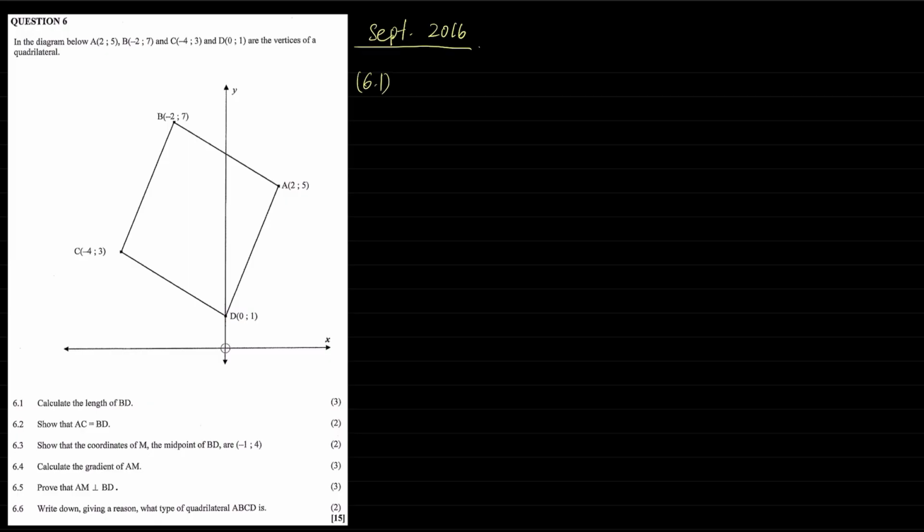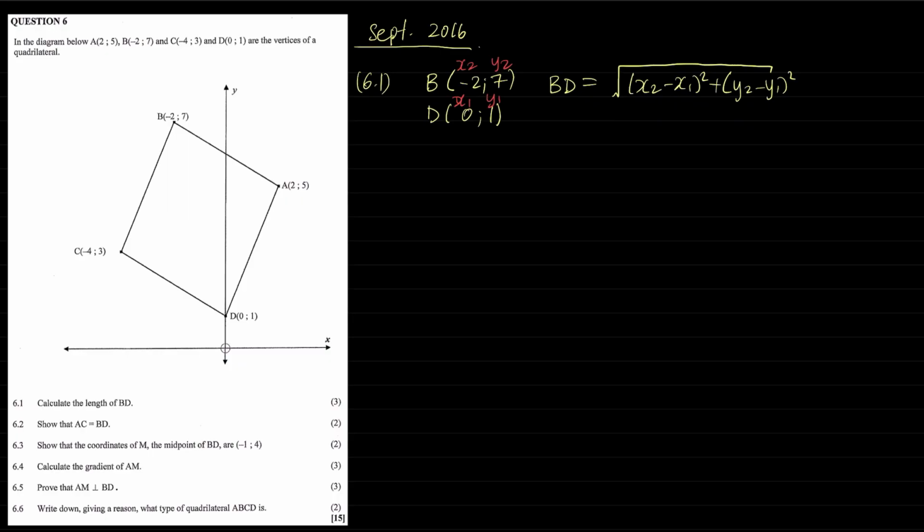Now, I'm going to write down the coordinates just so it's easy for us to work with. So B is minus 2 and 7. D is 0 and 1. So BD is going to equal, now I'm going to label this. This is going to be x2 and y2. That's going to be x1 and y1. It doesn't matter which one you mark as x2 and x1 or y2 and y1, as long as you keep it consistent. So the formula, as we know, is x2 minus x1 all squared plus y2 minus y1 all squared.